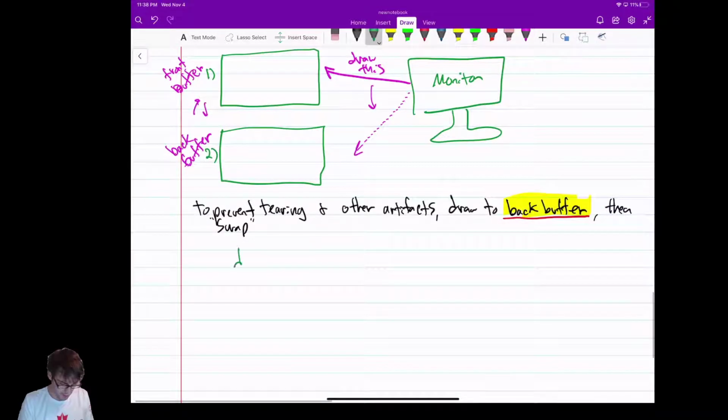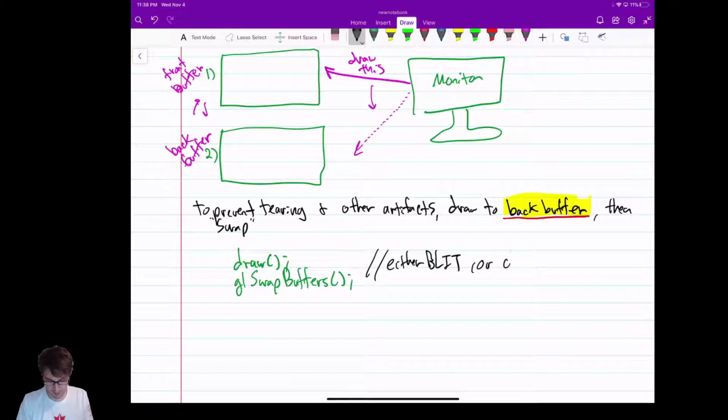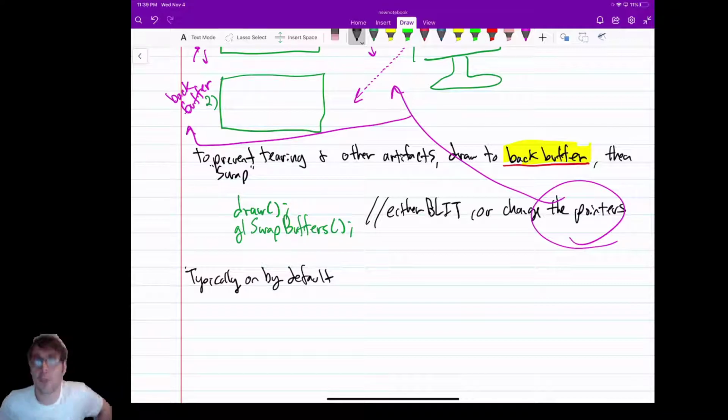So in code, it commonly looks like this. Draw, and then GL swap buffers. You call that command, and it'll do that pointer change, or depending on the hardware, you might have to do it. You might have to do a blit. I should probably write that in my notes. Blit if necessary, or preferably just change the pointers. Right, just change these pointers and everything should just work. These days, this is not like a big feature. It's typically on by default. The places where I've had to do blitting myself was with really old hardware or custom widgets where they don't expect you to double buffer, that kind of thing.